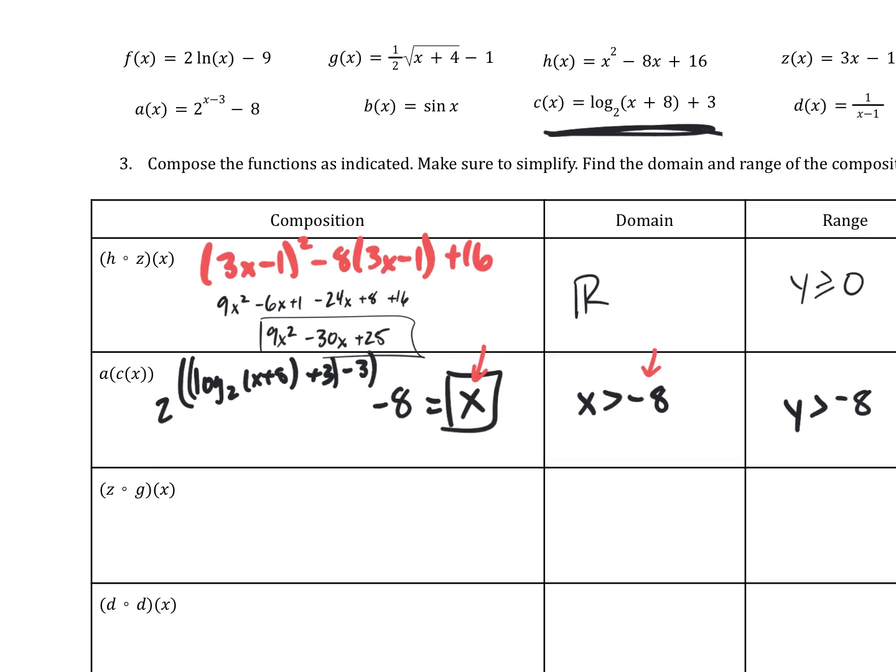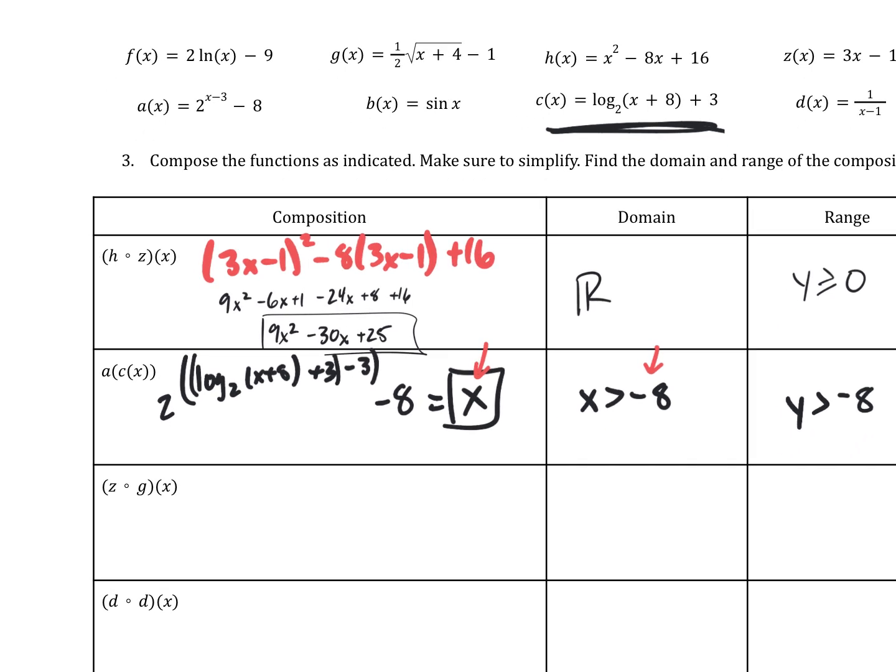Okay, so that's that. Z composed with G, or zog. Okay, I need to do 3x minus 1, but I'm putting g of x in there. So I've got to put in my 1/2 root x plus 4 minus 1. The only nice things to do to simplify this at all is we could probably do the 3 times the 1/2, so we could write 3/2, and then we'll write root x plus 4, and then the only thing that we can do there left is just minus 1.